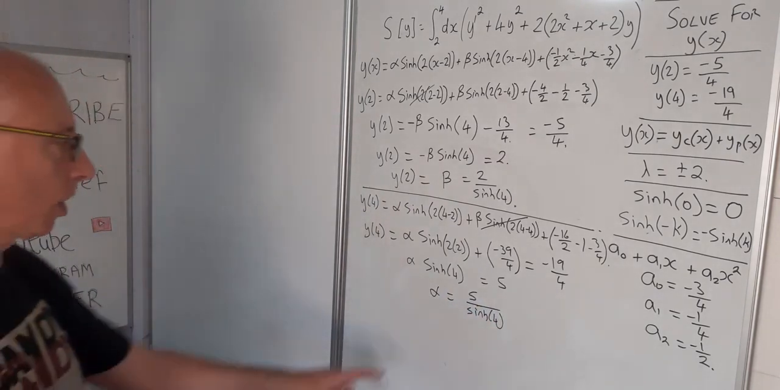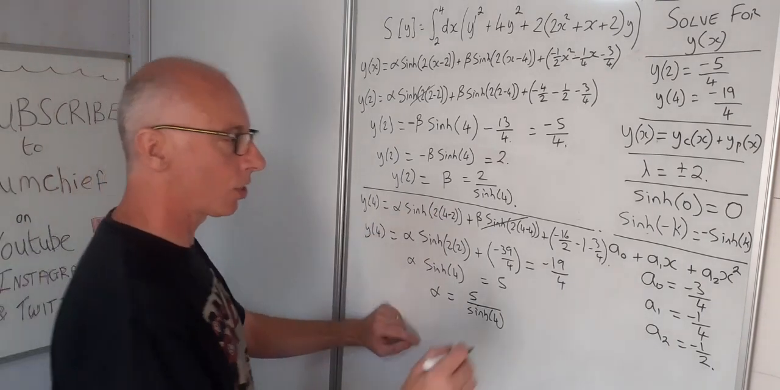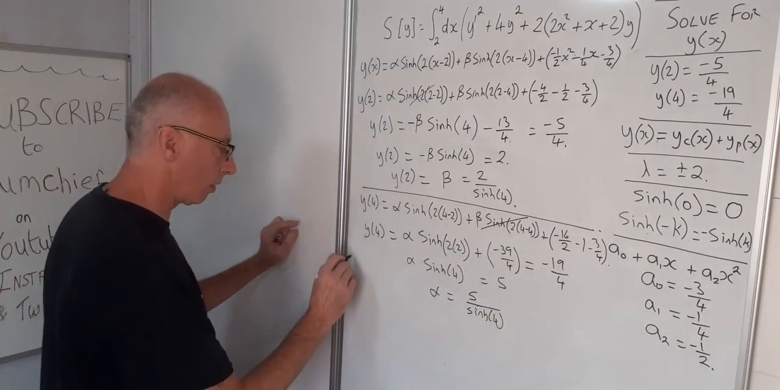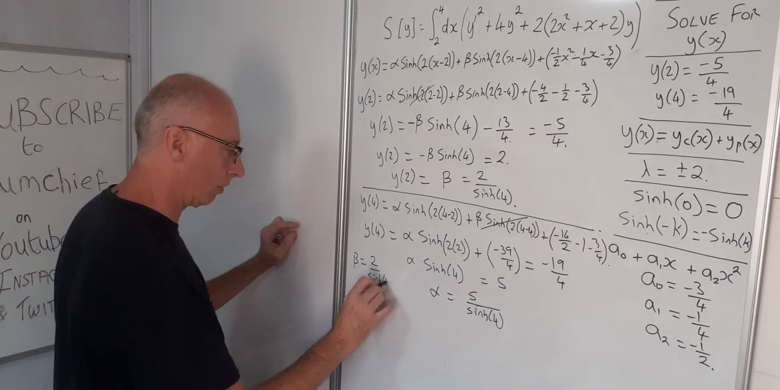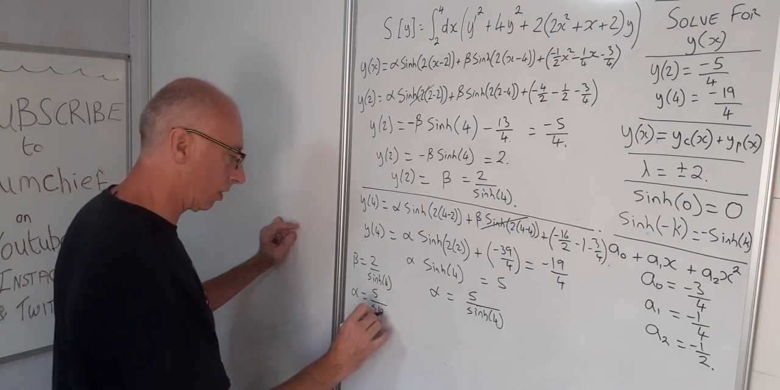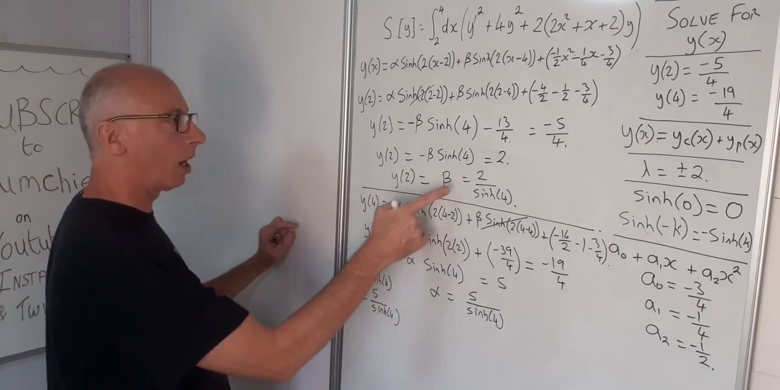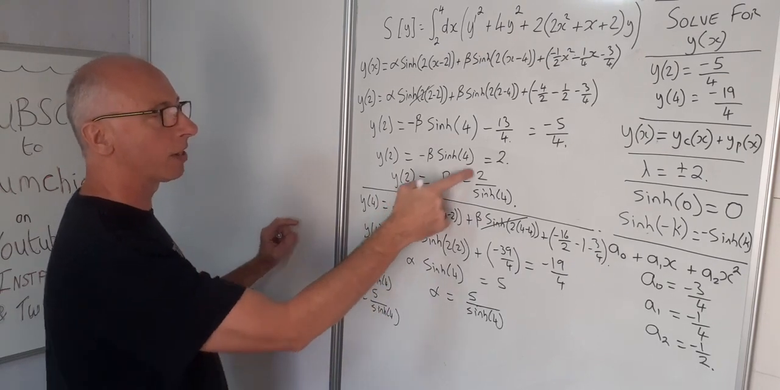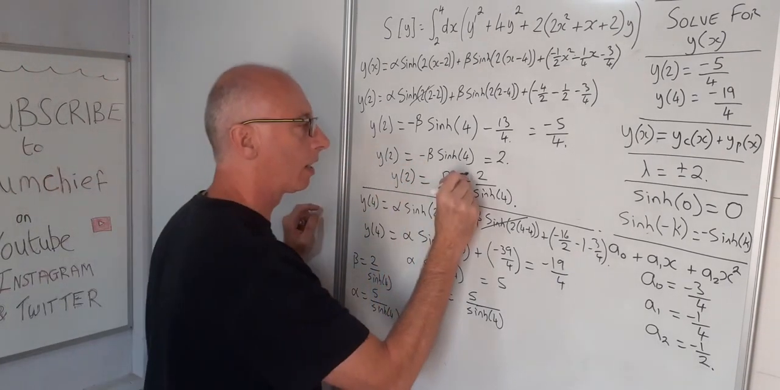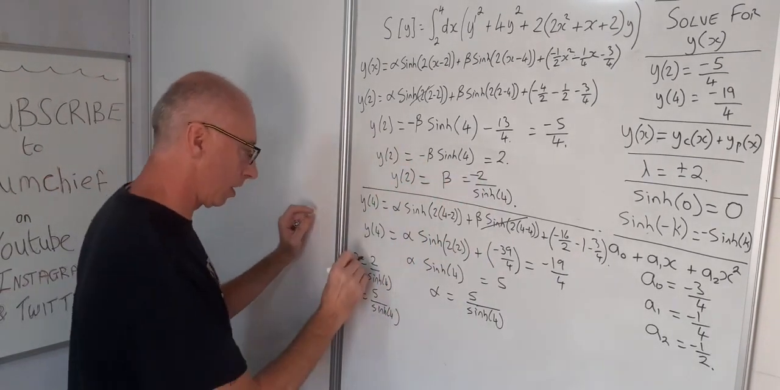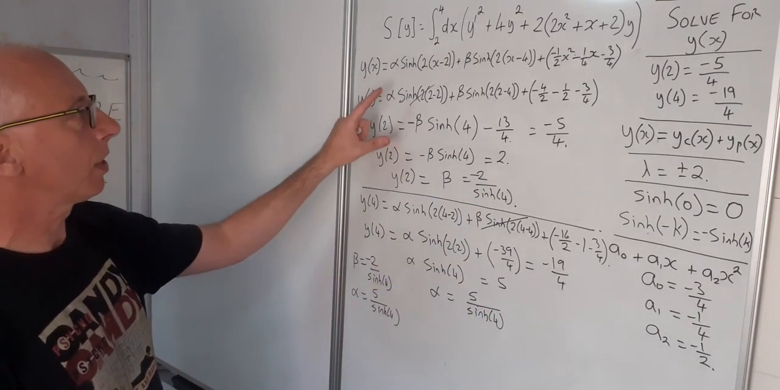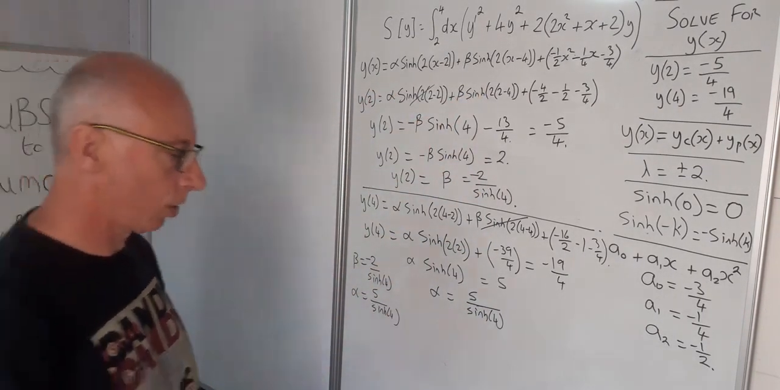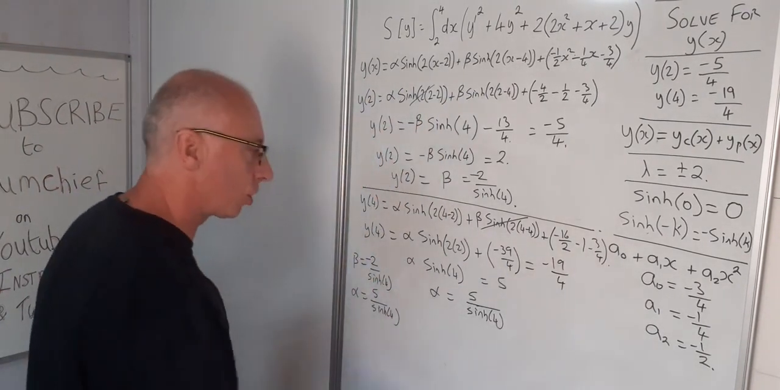Okay, so we've got these two values here now. Let's just write them up here. So we've got beta equals 2 over sinh of 4, and alpha equals 5 over sinh of 4. Not forgetting our minus sign. I've just missed out the minus sign here. So that's a minus, minus. Okay, so I'm going to rub these out and I'm going to put up my final solution for what I think this function should be.